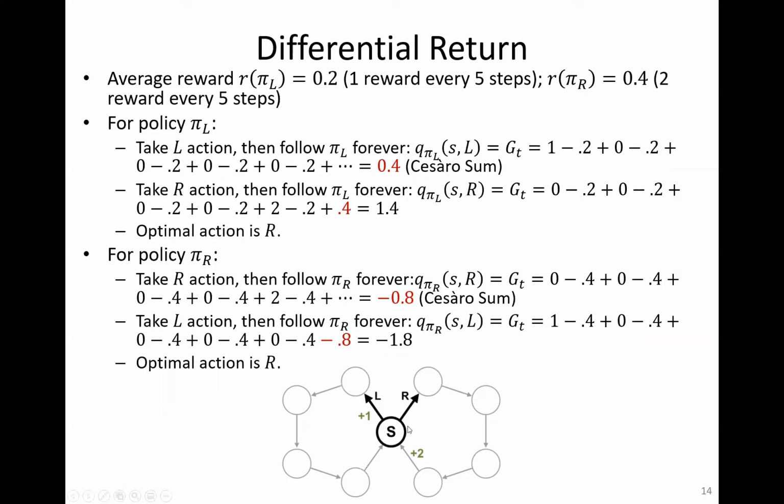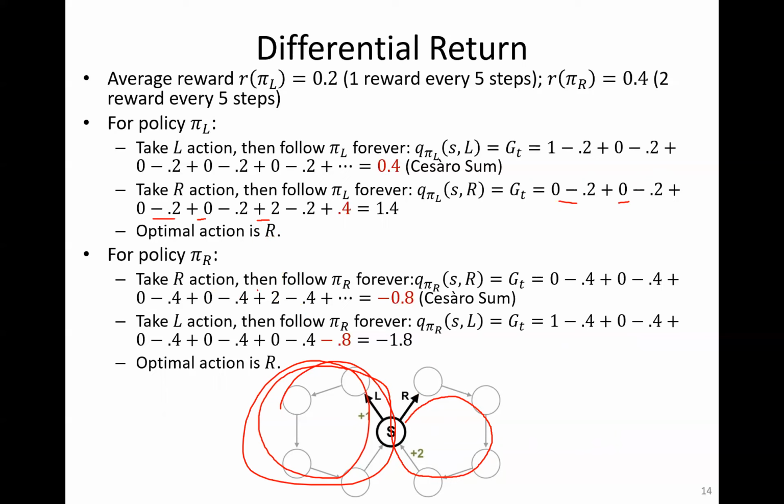But you only have a choice at the state S. You don't have a choice at the other states. So you take the right action for one circle and then you go around the left circle forever. Its reward is 0 initially, and 0, 0, 0, 0, and then you get a 2 reward. And finally, you follow the left policy, which is computed as 0.4. So you get 1.4 as the reward for the right action. So the optimal action by the greedy action is r.